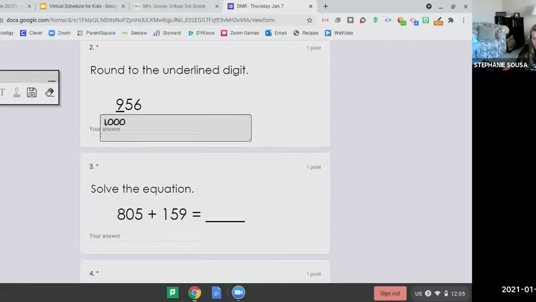Okay. Remember, you have great strategies and tools inside of your math folder on Seesaw. You have your rounding notes with the rounding roller coaster, with the rounding rhyme, with the rounding number line. Feel free to open that and use it during your quiz.